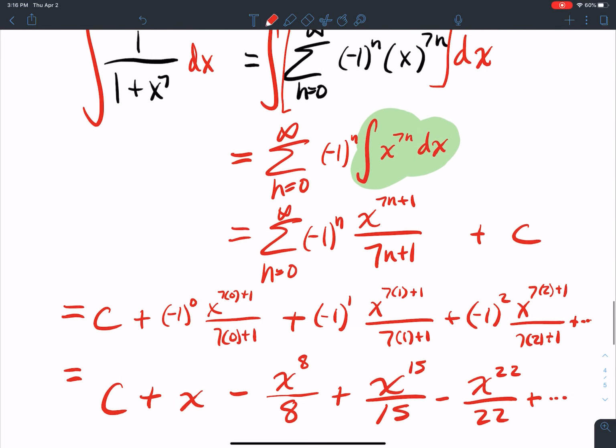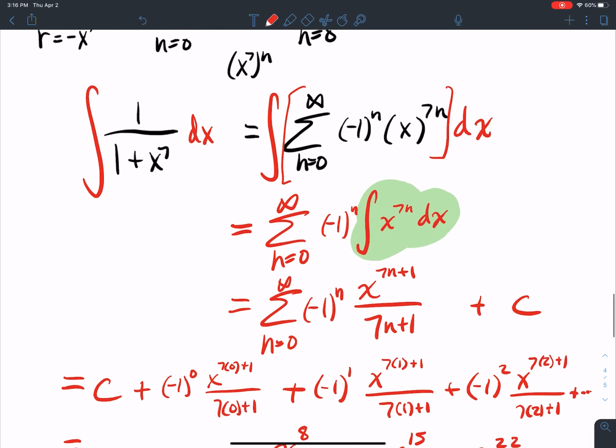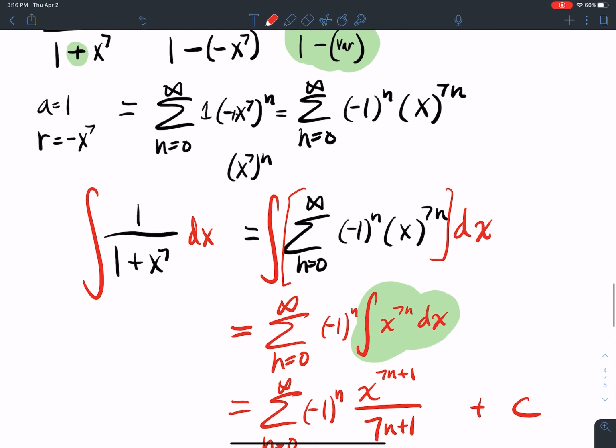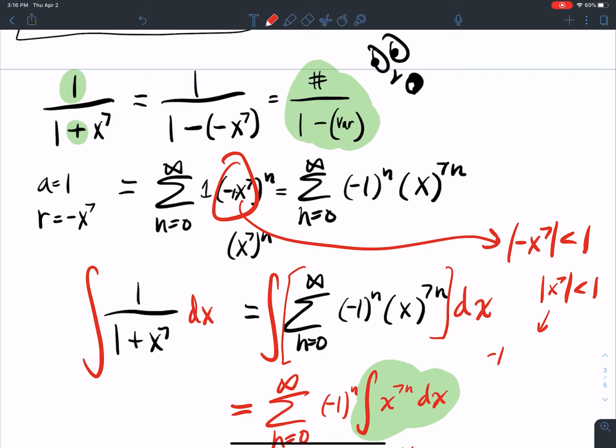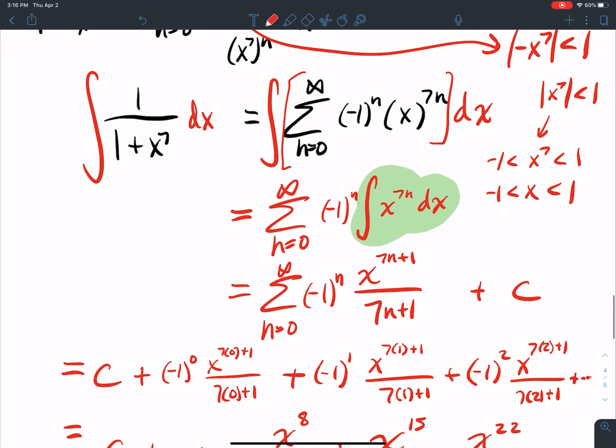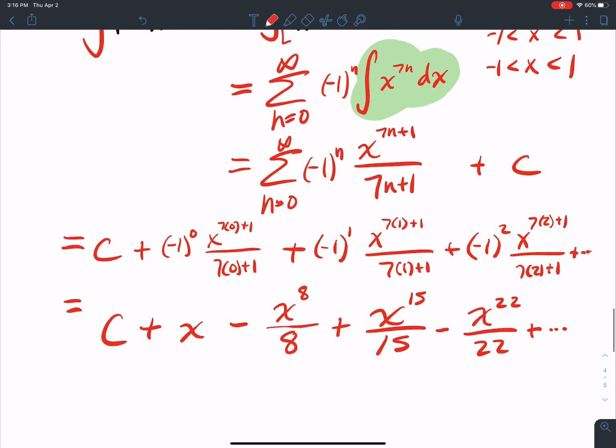Well, the interval of convergence here, all right, you think about a geometric, when will the geometric converge? When that ratio is less than 1, so that negative x to the 7th is less than 1, okay? Absolute value kills the negative there. So when is that true? That's true for x between negative 1 and 1, okay?